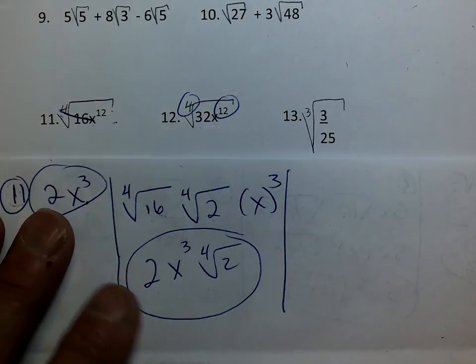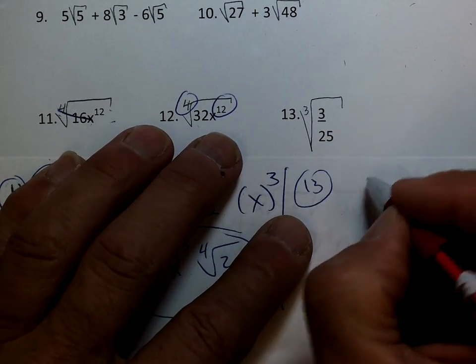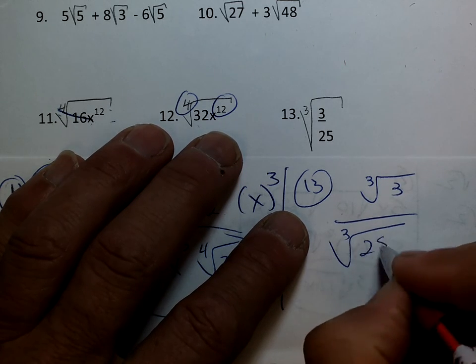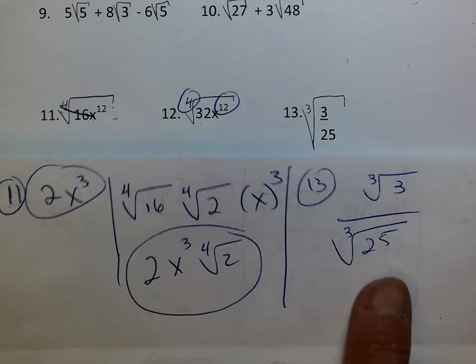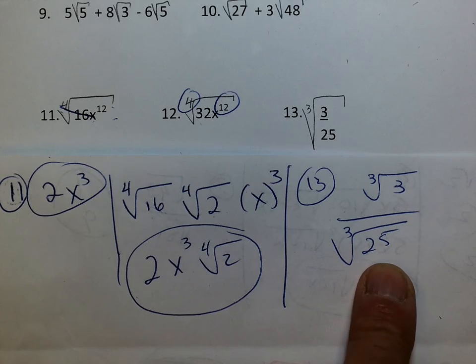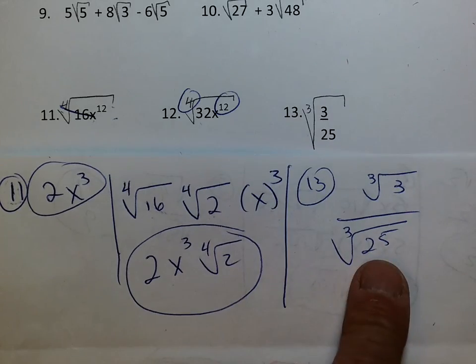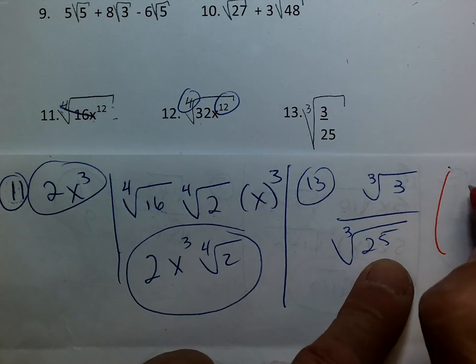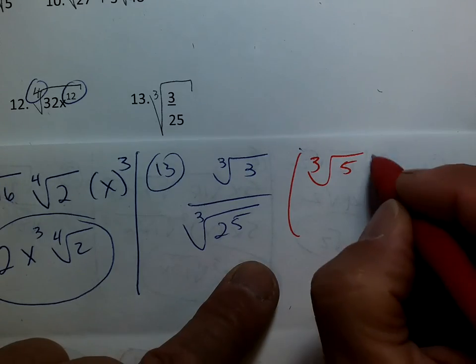Okay. 13, ready? So 13, I'm going to rewrite as the cube root of 3 over the cube root of 25. Okay, now, little hint. We need this bottom number to be a perfect cube root. So I look on the board, and I need to make this number into one of the numbers on the board, right? Which one do I need to make it into? 125, you guys agree? Because I know 5 times 25 is 125, so I'm going to multiply top and bottom by the cube root of 5. Thanks, Katie.